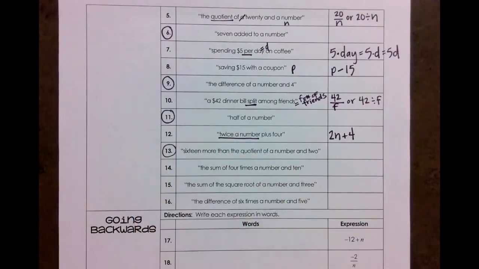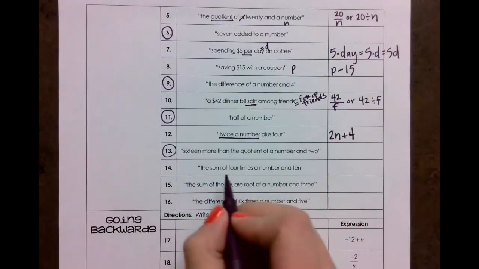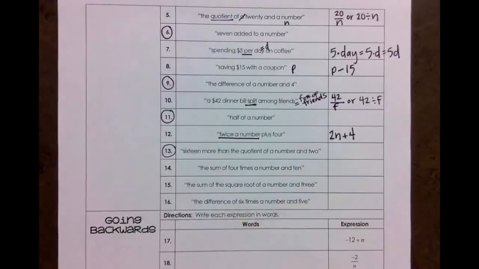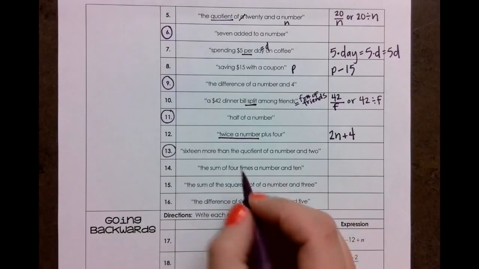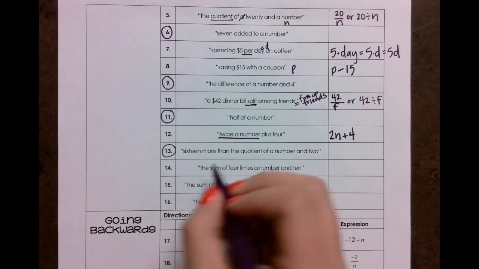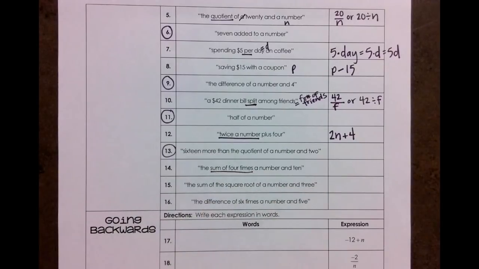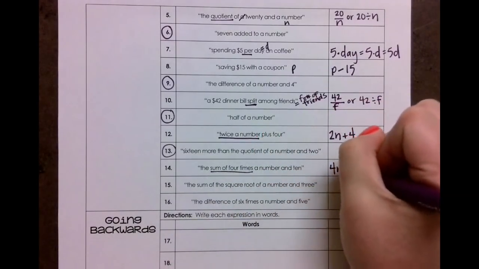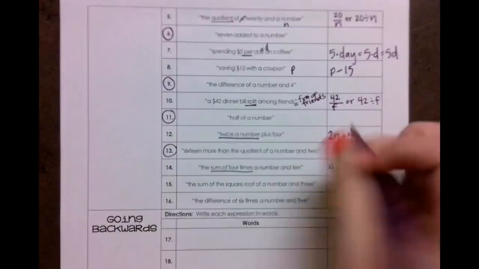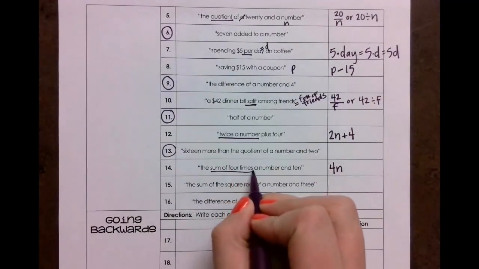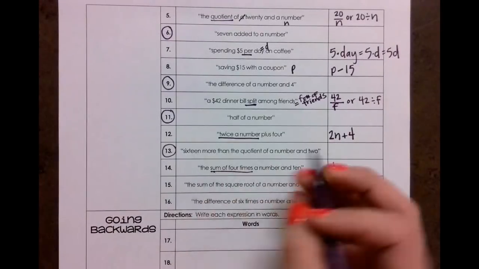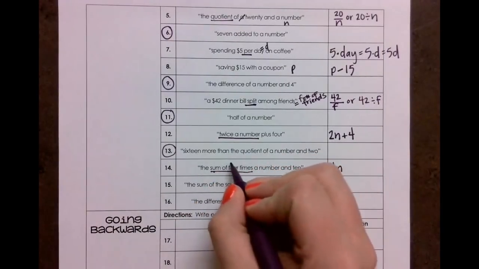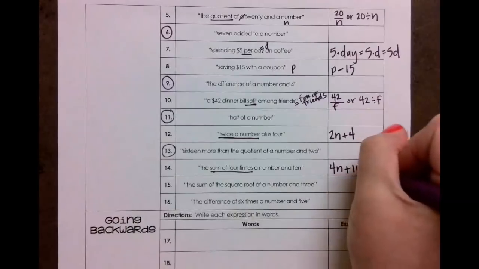Circle number 13. Let's go to 14. The sum of 4 times a number and 10. So the sum of, it means I'm adding. So 4 times a number, 4n, and 10. So I'm going to have 4 times a number, and then I've got the sum of that. So remember, sum tells me I'm adding, and 10.